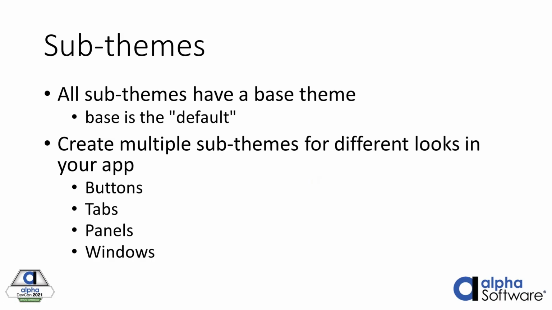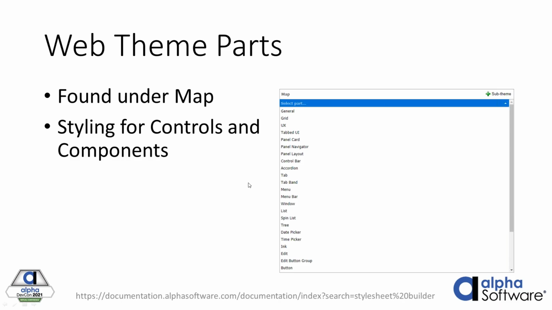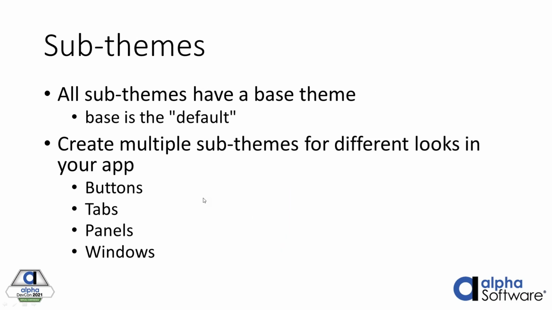Each one of these web theme parts can have subthemes. Every single part has one subtheme, base theme. This is the default theme that's used to apply to whatever that part is. There are some parts that you can create subthemes for, but there currently isn't an easy way to assign that subtheme to your app. An example of this would be the UX component.